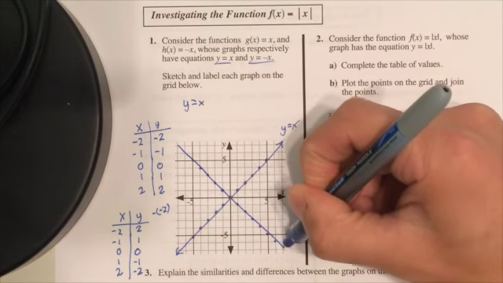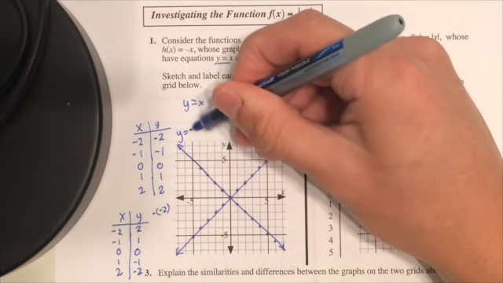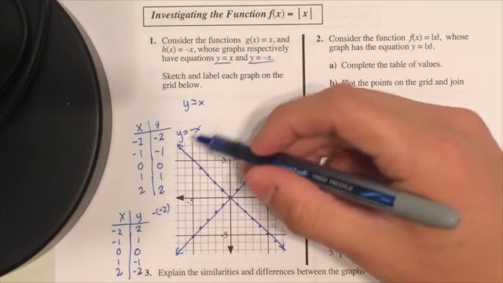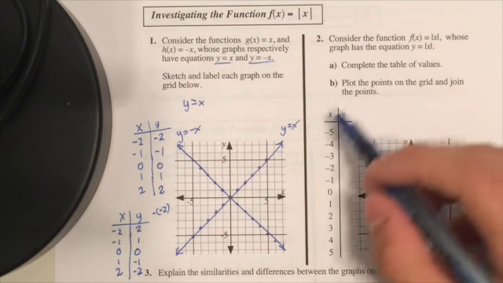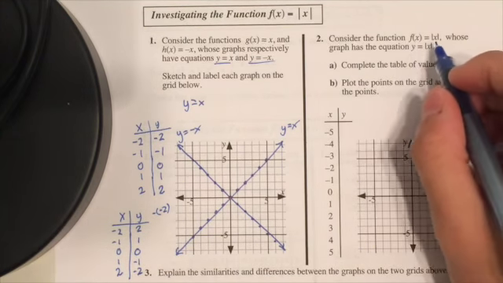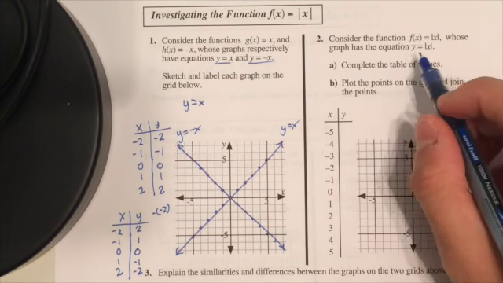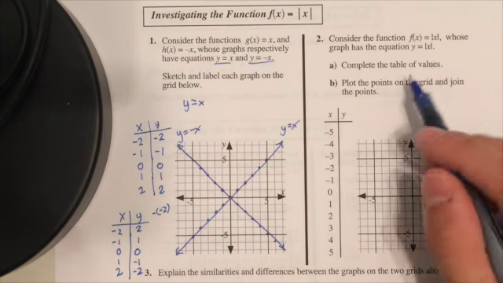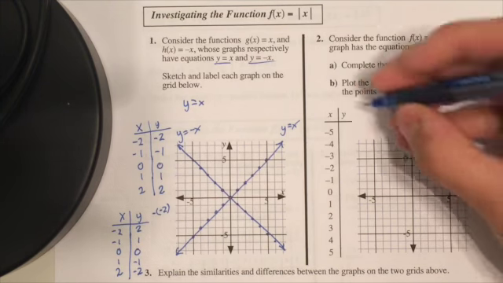All right, so basically, when you have y equal to -x, what you're in effect doing is switching the signs around. Now let's see what my next function is going to look like. Consider the function f of x is equal to the absolute value of x, whose graph has the equation y equals absolute value x. Complete the table of values and plot the points on the grid and join the points.